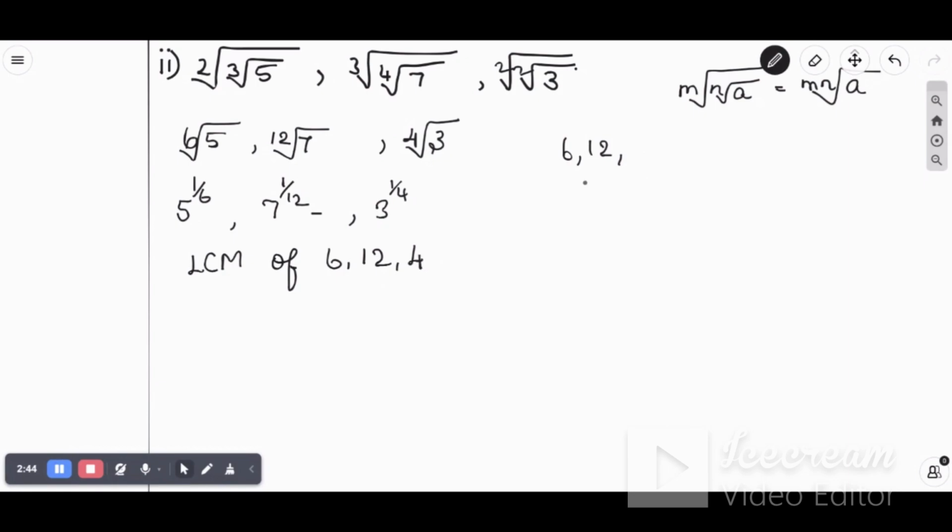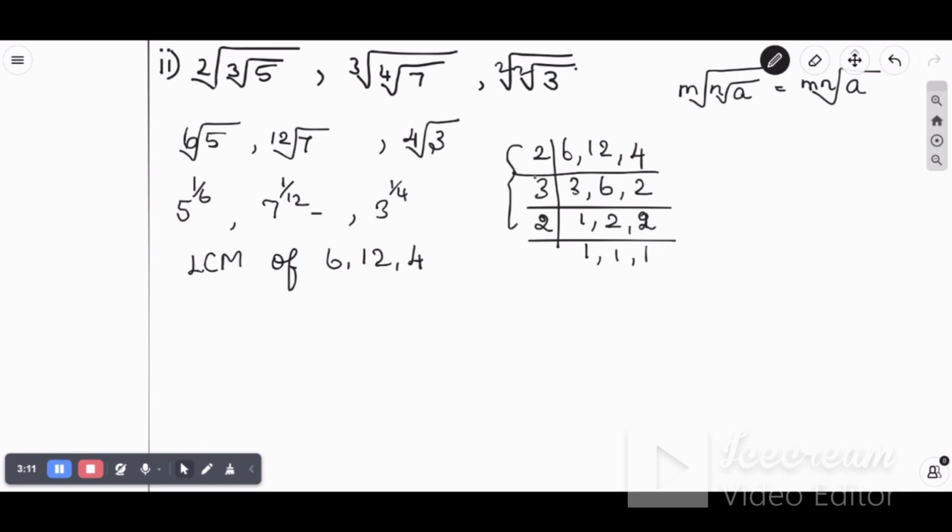So 6, 12 and 4 means, if you put it over here, we have got 2 3s are 6, 6 2s are 12 and 2 2s are 4. And if you could take 3 here, that will be 1 3 is 3, 2 3s are 6 and 1, 2, 2, we have to put it as such. Now if I put your 2 here, this will be 1, 1 and 1. So what is your LCM now? 2 threes are 6 and 6 twos are 12. So the LCM of this is 12.